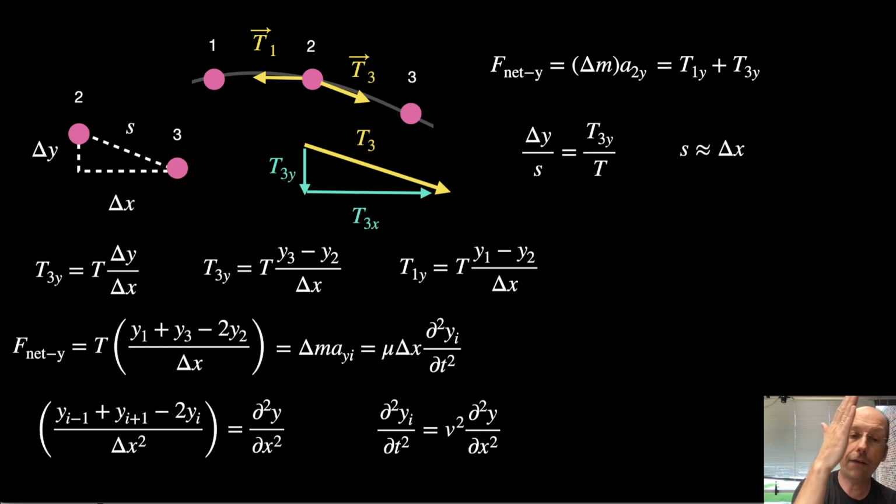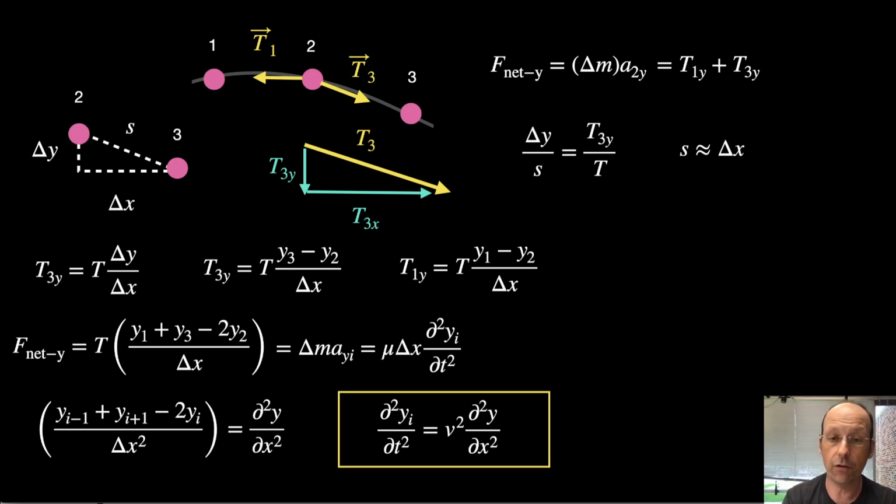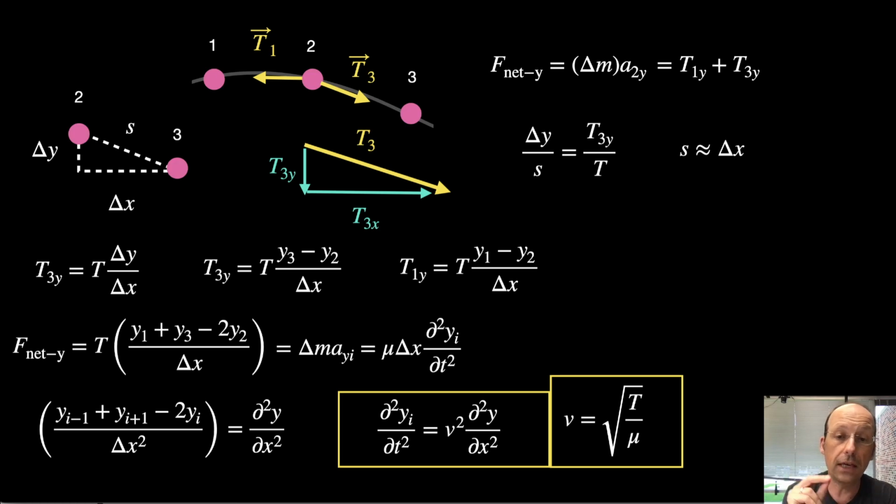So then if I set the second partial of that equal to mass times acceleration, I actually get this. And this is the wave equation right there. And that is true if v is the square root of the tension over mu. Boom, wave equation. That was really quick.